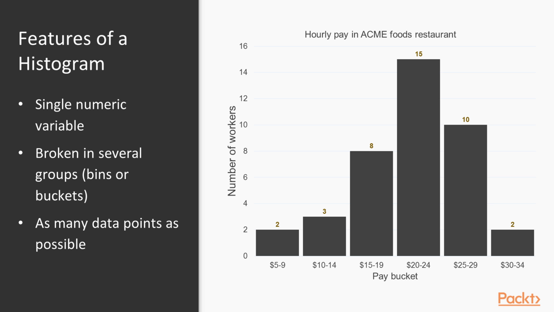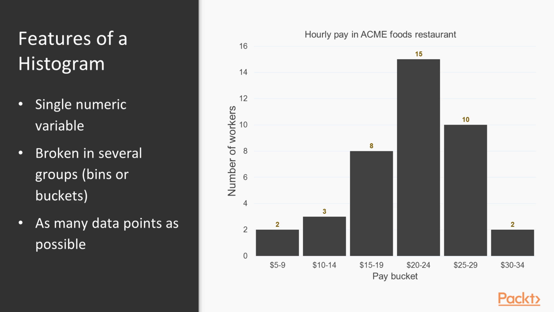So the features of a histogram are as follows. Well, first, a histogram shows a single numeric variable. This is crucial, this is important, because all of the previous chart types that we covered show 2 or multiple variables, or numeric and categorical variables. So the histogram shows only 1 numerical variable. Then this variable is broken into several groups, buckets or bins. Both terms are used interchangeably in the literature.